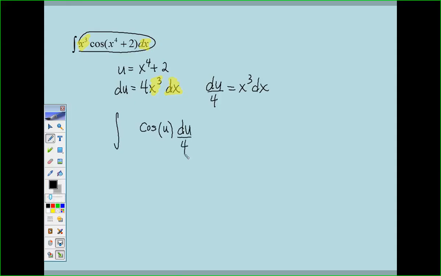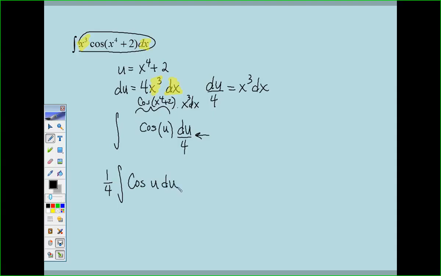So you'll notice here we have everything in terms of u, but if we replaced u, we would have our cosine of x to the fourth plus 2, that's cosine of u, and then du divided by 4 replaces our x cubed dx, and that's our original integrand. So let me just clean this up a little bit. I'm going to pull this 1/4 from here, the du over 4. It's just a coefficient, so I can pull it out front. So we have cosine of u du.